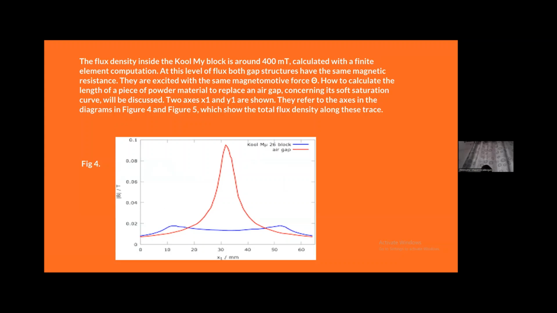How to calculate the length of a piece of powder material to replace an air gap with regard to its soft saturation curve will be discussed. We have two axes, X1 and Y1, as shown. They refer to the axes in the diagrams in figures 4 and 5. We will see figure 5 shortly, which shows the total flux density along these traces. For the cool MU block used in replacement of the air gap, the red line is the air gap, while the blue is the cool MU block in replacement of the air gap.